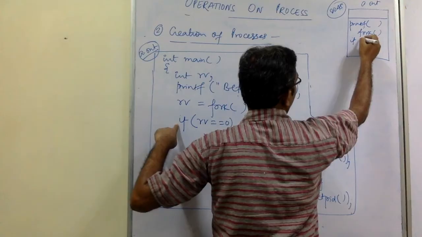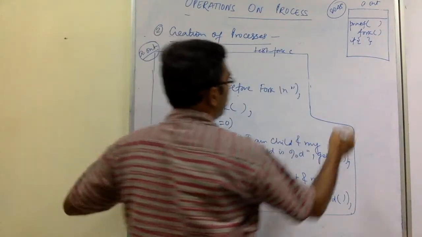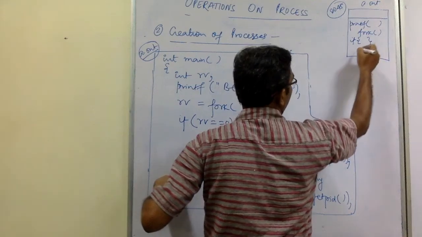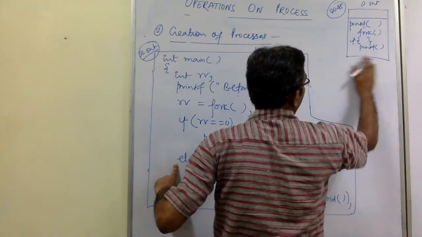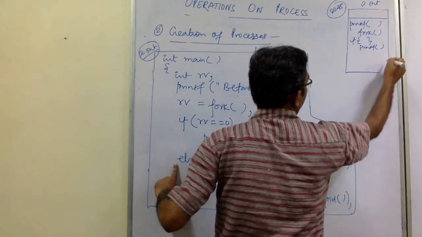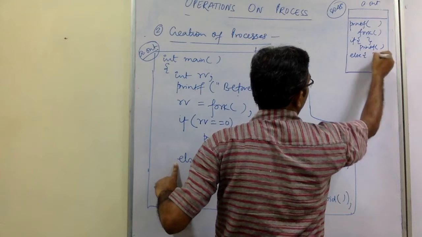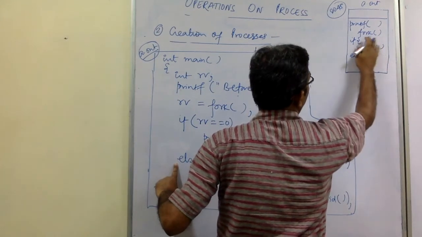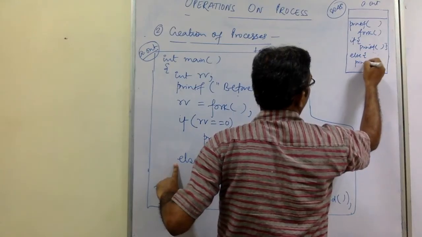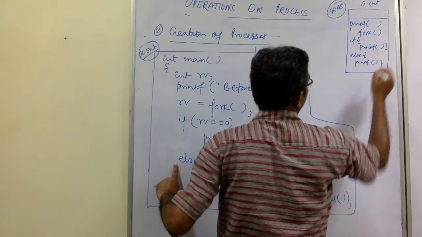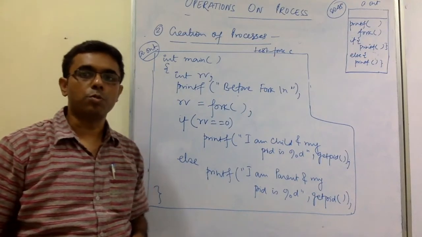Now within this if block, we'll have a printf statement, and then I have the else block. We'll also have a printf statement in this else block. So this is what my process is supposed to do.